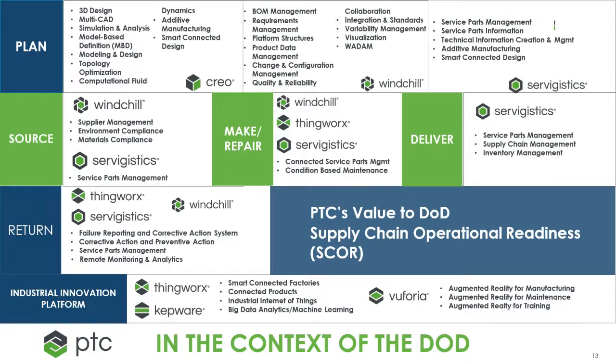In repair, they use Windchill because they need to find out which part is there. They are using ThingWorx and connecting that part, like connecting service part management or condition based maintenance. They're using our solutions. For deliveries, they are majorly using our Servigistics technologies. Similarly, for return, they use ThingWorx, Servigistics, and Windchill. So this is how it works at every level.